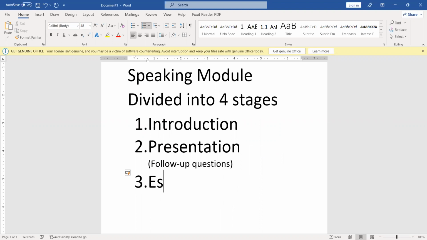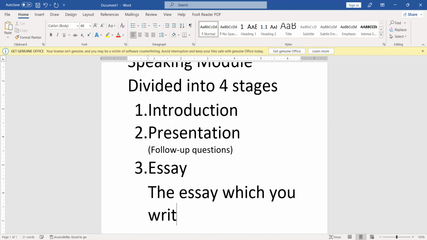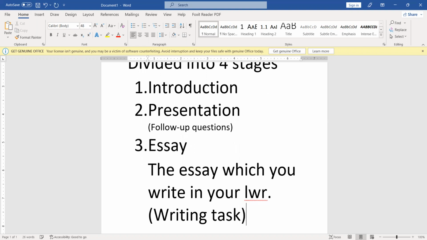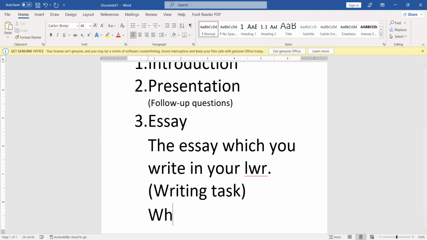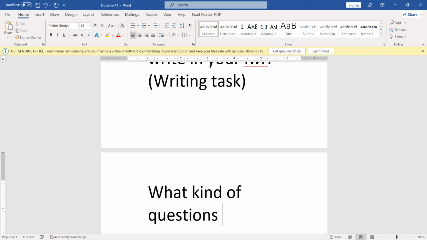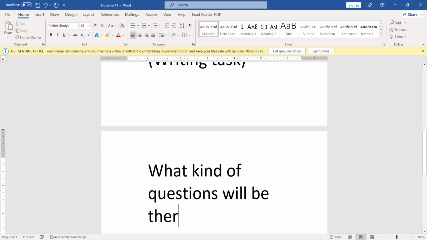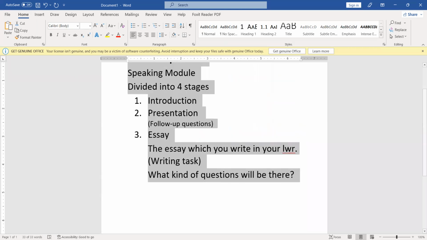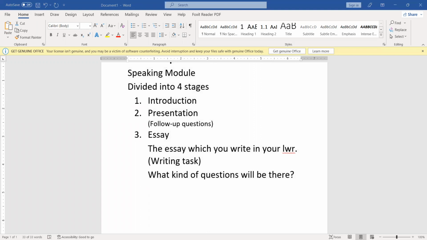The third one would be essay. The essay which you write in your LWR, like in your writing tasks. Clear. Now, what kind of questions will be there? Do you have any idea about it? Regarding synonyms which we use in the essay or something else?